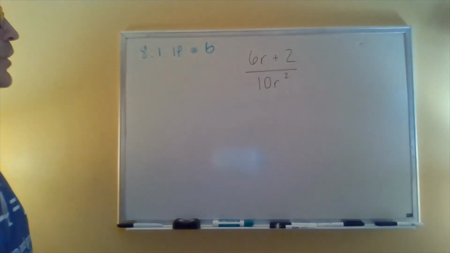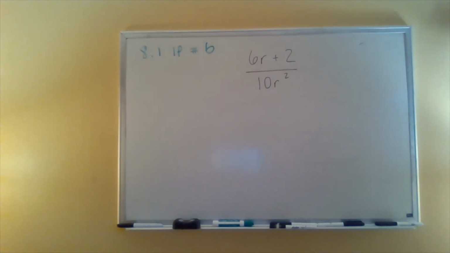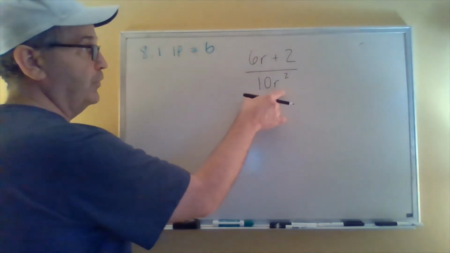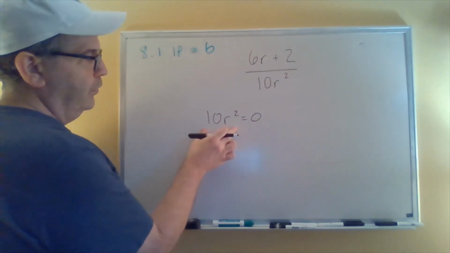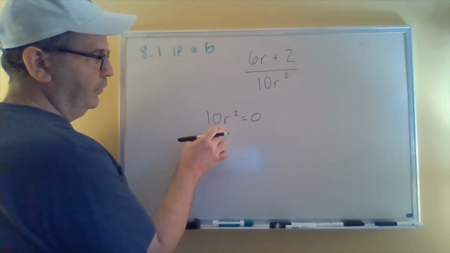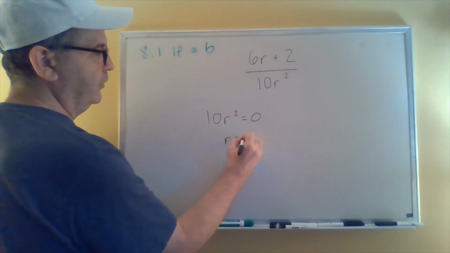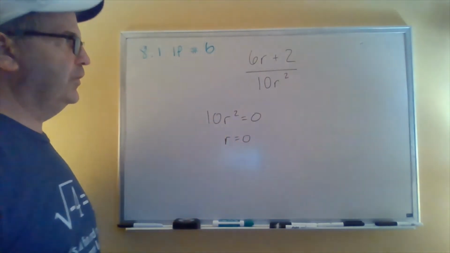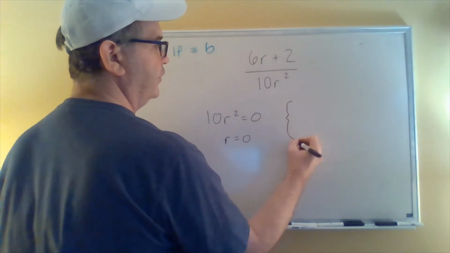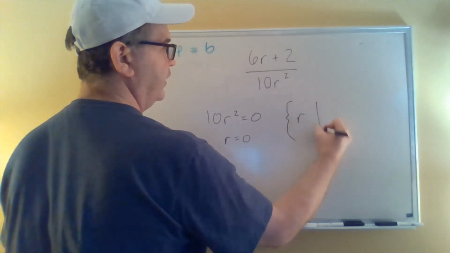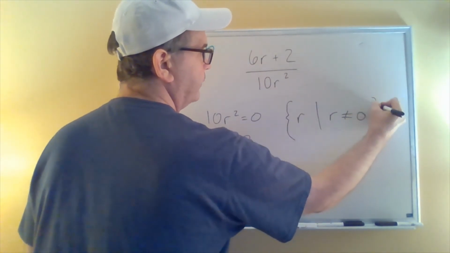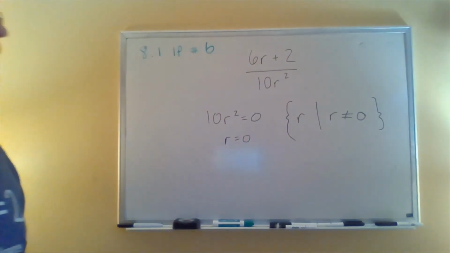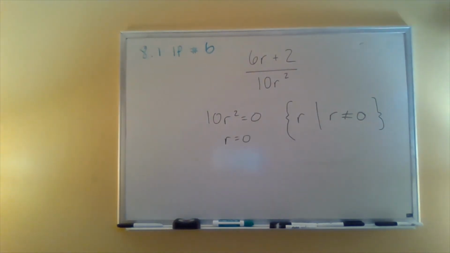Okay, here's number 6. We're given 6r plus 2 over 10r squared. So we define our excluded values, which means we're setting the denominator equal to 0. 10r squared equals 0. Well, what value of r will cause this to equal 0? That's when r equals 0. So we know our excluded value is 0. So we'll put that in our set notation. So it's all r's such that r does not equal 0. And we'll close the bracket on the end there. So that is our domain in set notation.